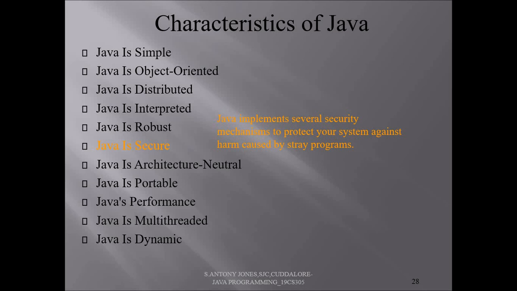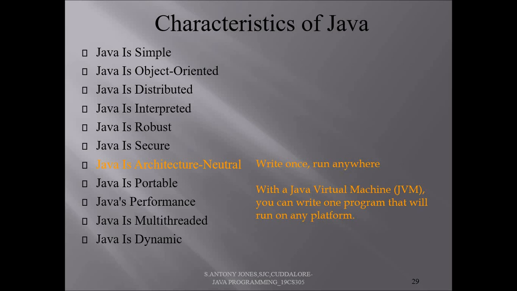Then we say Java is secure. Java is implemented with several security mechanisms to protect the system against harm caused by stray programs such as worms, Trojans and some malware viruses.